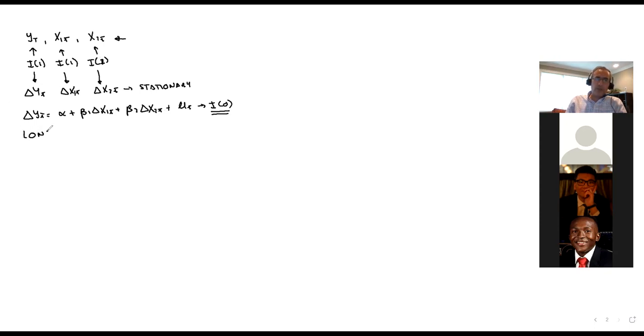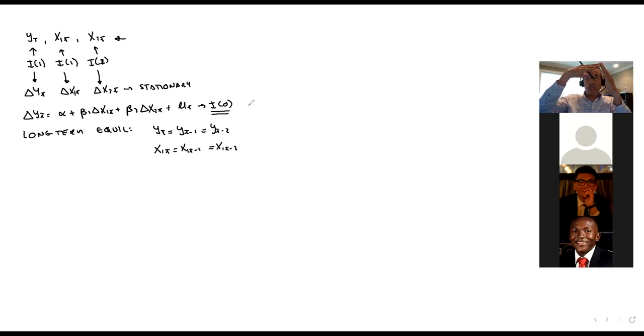Very quickly, what is the definition in economics, guys, of long-term equilibrium? It's basically the status quo, do you agree? It's a point in which there is no variation of the variables. So in terms of econometrics, this implies that in the long term, yt equals yt minus 1 equals yt minus 2. The same happens with x1t equals x1t minus 1 equals x1t minus 2, et cetera. Do you agree? This is the equilibrium condition. It's a situation in which nothing changes. Correct?